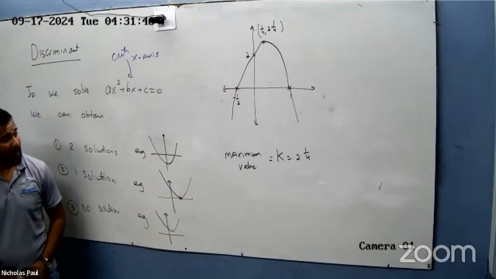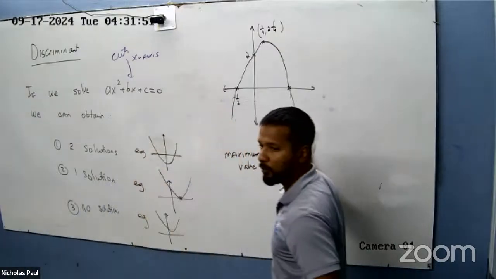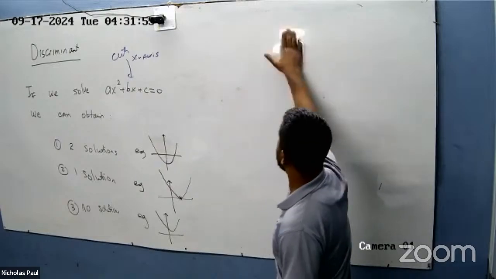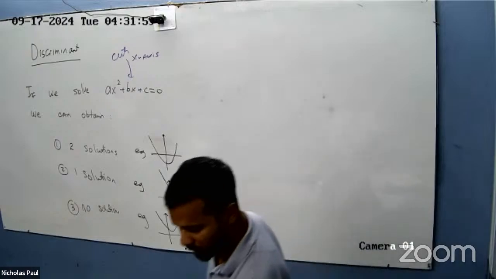All right? But now we have to figure out how we will know. There must be a way for us to figure that out. Copy that up.